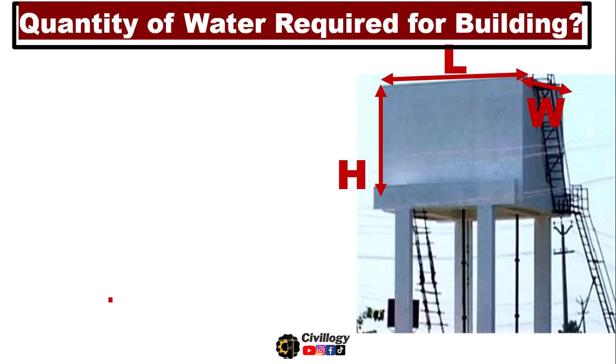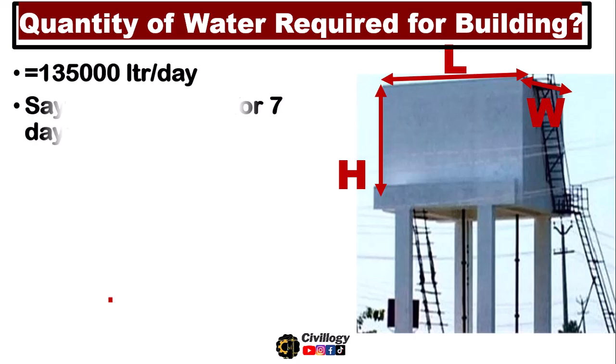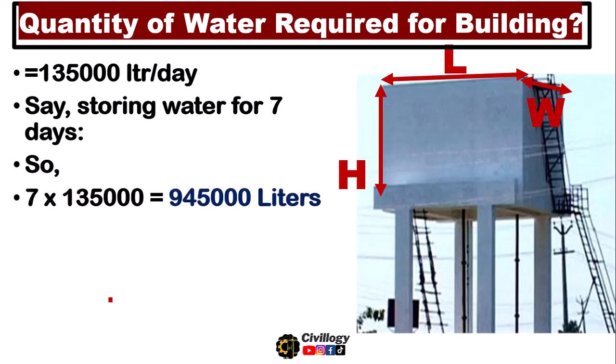Now, as we are deciding a water tank, we will have to store water for a number of days. Let's assume that we store water for a minimum of 7 days. So the total quantity will be equal to 7 times 1,35,000, which is equal to 9,45,000 liters, for 1000 persons for 7 days.